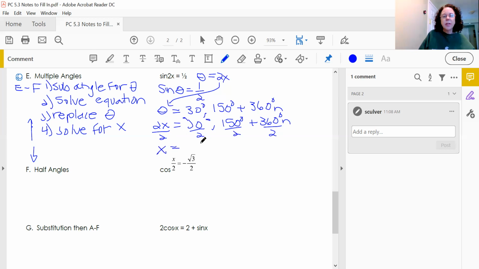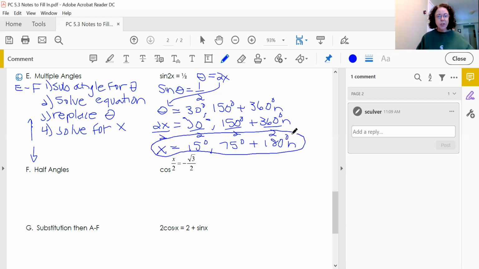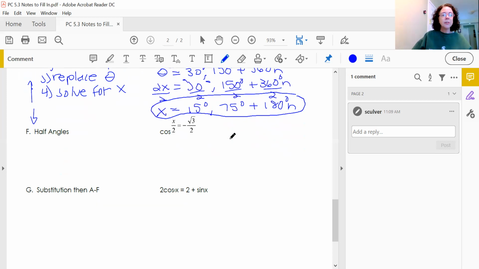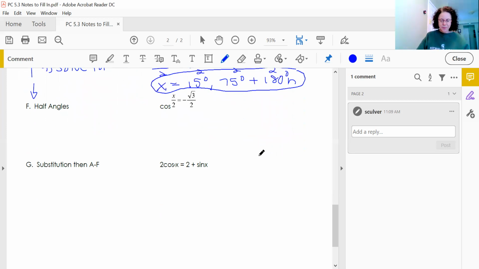x equals 15 degrees, 75 degrees, and those occur every 180n. So again, my method was to first set the angle, because it was not just x equal to theta, solve the trig equation for the angles, then put my original angle back in and solve for x. If you put 15 degrees or 75 degrees into your original equation, it would be true. Okay, let's go ahead and try the next equation.